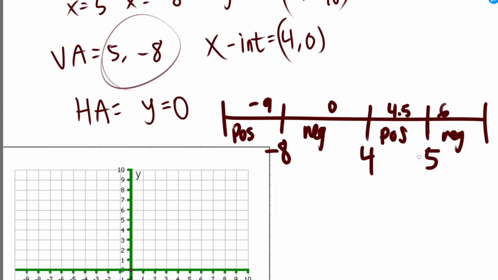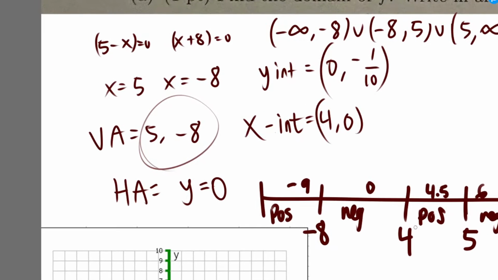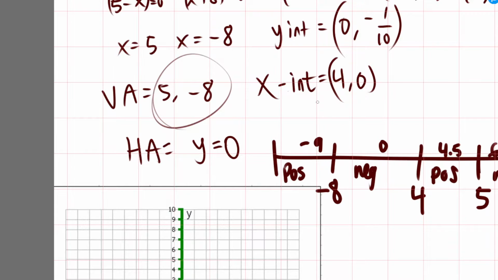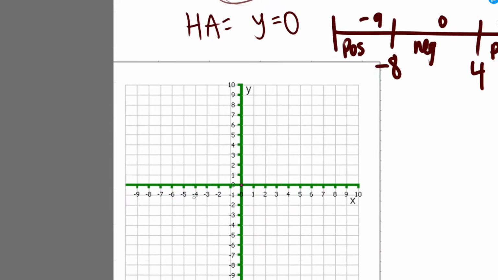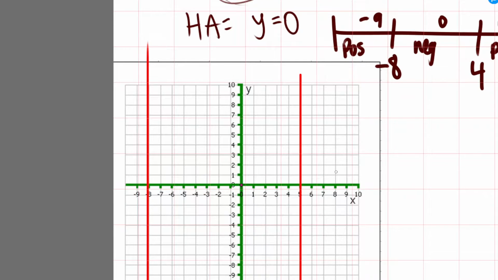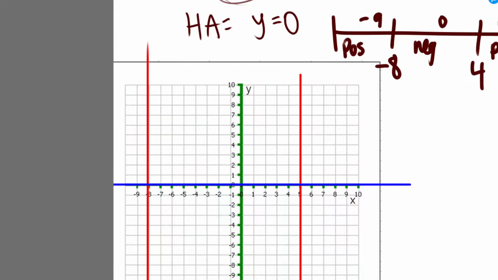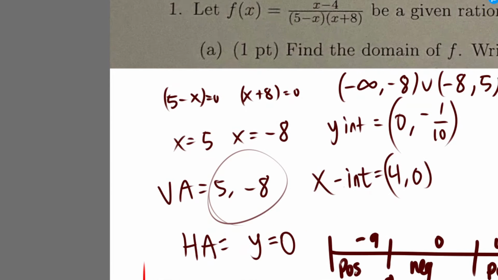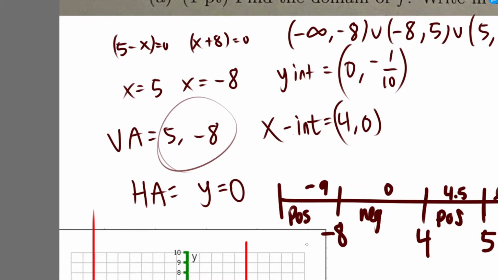So with that, now we have a holistic view of what our graph is going to look like. Now we'll get into graphing it. The steps to graphing: I typically start with my vertical asymptotes first. So we have -8 and we have +5. Then I go to my horizontal asymptote, which in this case is just 0. Sometimes you'll have a slant asymptote. Then I graph my intercepts. So I have an x-intercept at +4 and a y-intercept at -1/10. So that takes care of all of this information.